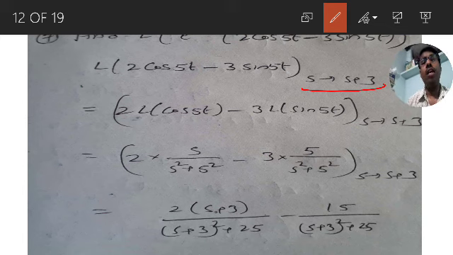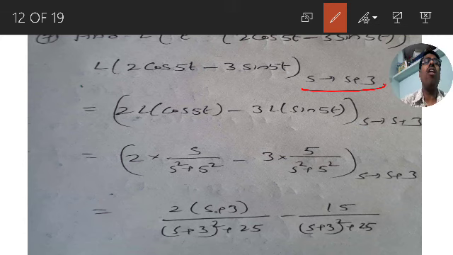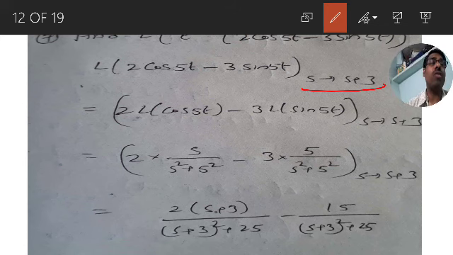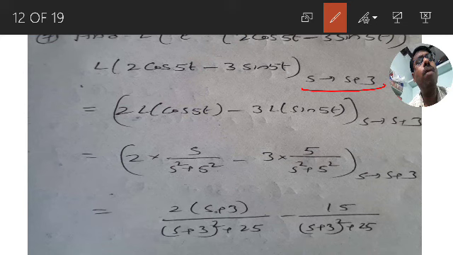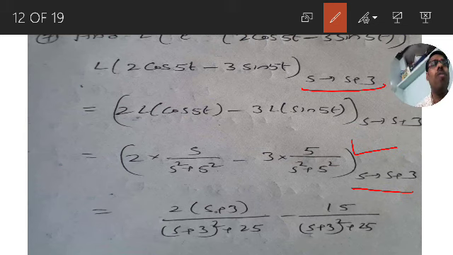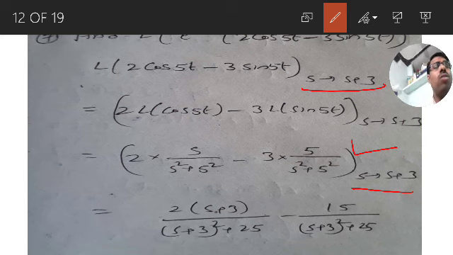So 2 constant outside L of cos πt minus 3 constant outside L of sin πt. You can recollect the standard formulae. L of cos at is s by s square plus a square. Now L of cos πt is s by s square plus π square. L of sin at is a by s square plus a square. Now L of sin πt is π by s square plus π square. That's it. Now replace s by s plus 3: 2 into s plus 3 by s plus 3 whole square plus 25, minus 3 into 5, 15, 15 by s plus 3 whole square plus 25. So this is our answer.